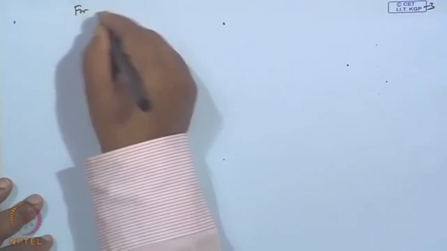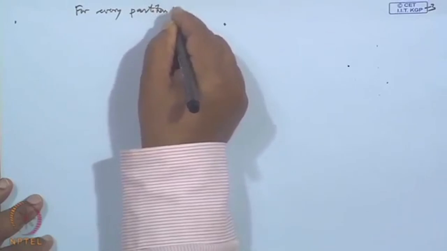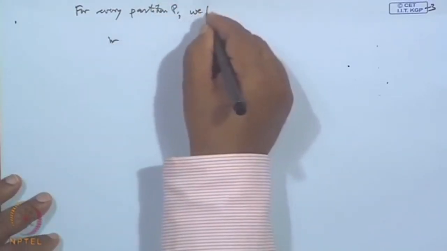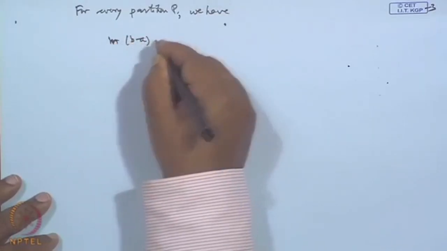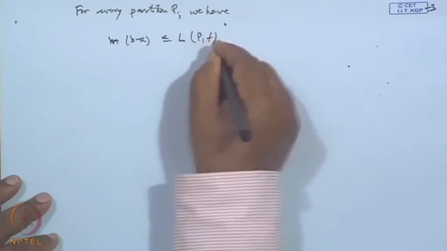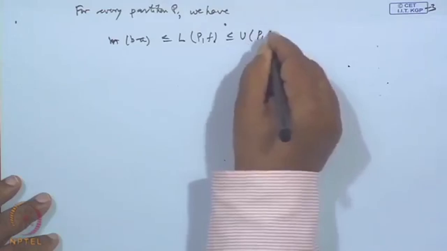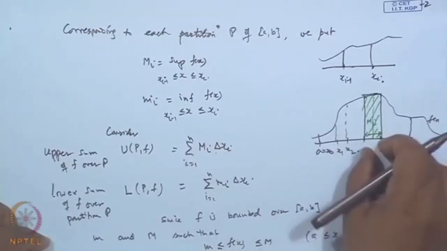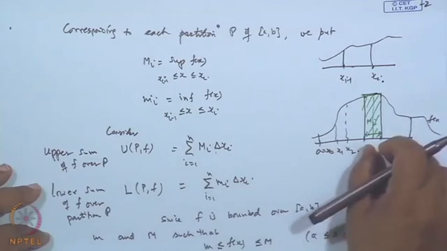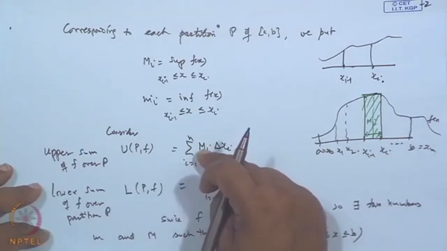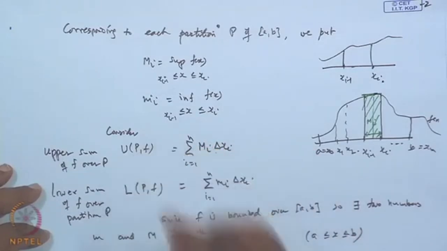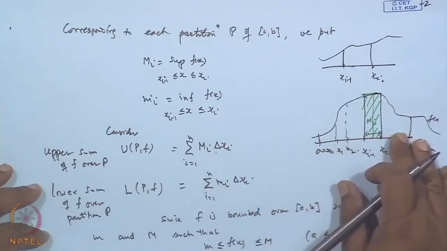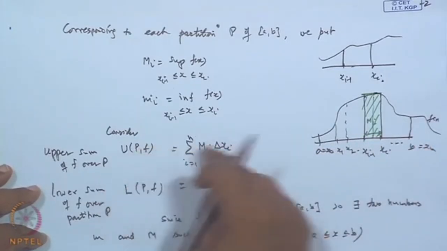So, for any partition P, or for every partition P, we have m times (b minus a) is less than or equal to the lower sum, which is less than or equal to the upper sum of the function f over the partition P, which is less than or equal to M into (b minus a). Why? Because over each sub-interval [x_{i-1}, x_i], the lower sum is always less than or equal to the upper sum, because m_i is the infimum value and capital M_i is the supremum value. Then take the summation over all such sub-intervals. So, obviously the total lower sum will always be less than the upper sum.